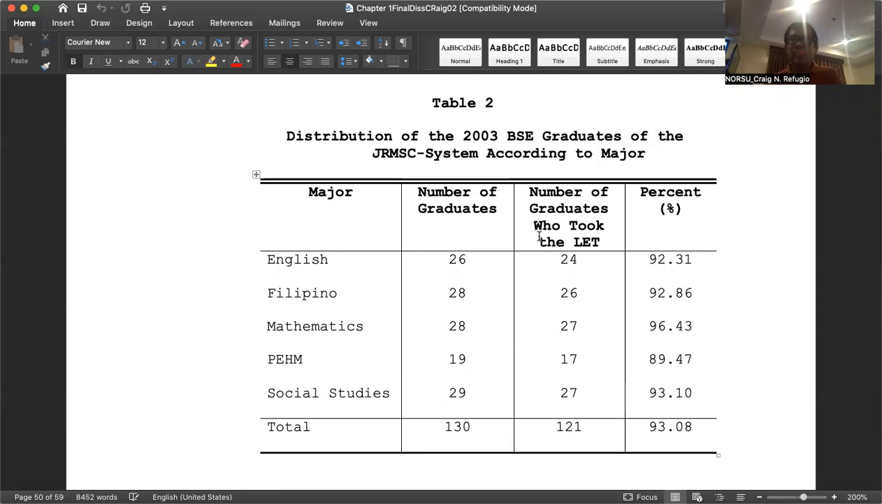And then the number of graduates who took the LET is 27. And the percent is 27 divided by 29 times 100, so 93.10%. So you can find in the last row total, 130. Then number of graduates who took the LET, 121. And the percent, 93.08. That's 121 divided by 130 times 100, so 93.08. Remember, in the last column, you don't need to write the percent in all of the numbers. The symbol percent is only found in the heading part.